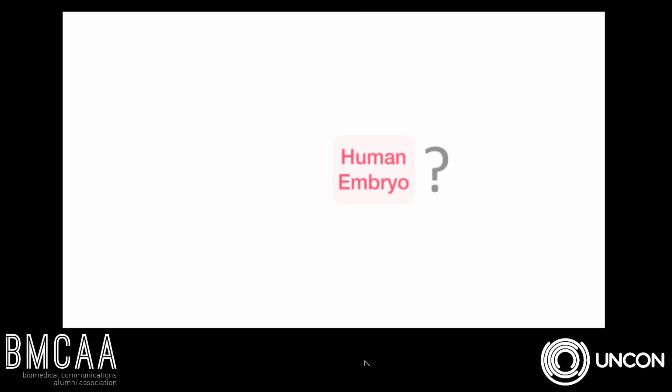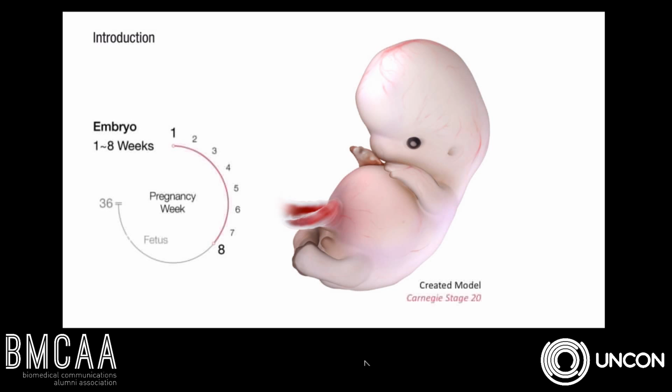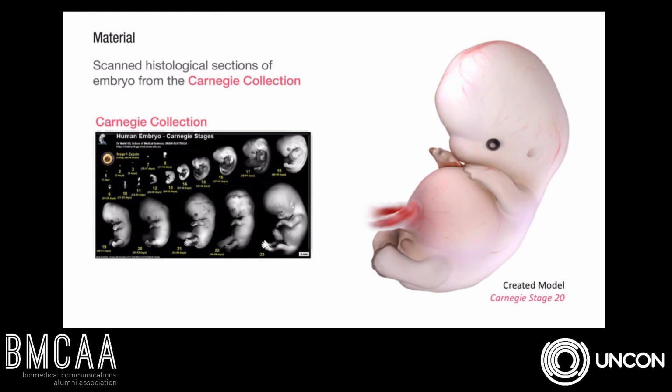So what is a human embryo? I know that we all know about it, but yeah, the human embryo is the early stage of human development in the first 8 weeks after fertilization. And the Carnegie collection is very well characterized for showing human embryonic development. There are 23 distinct stages in this collection. And this project, my internship, utilizes this Carnegie collection as material.